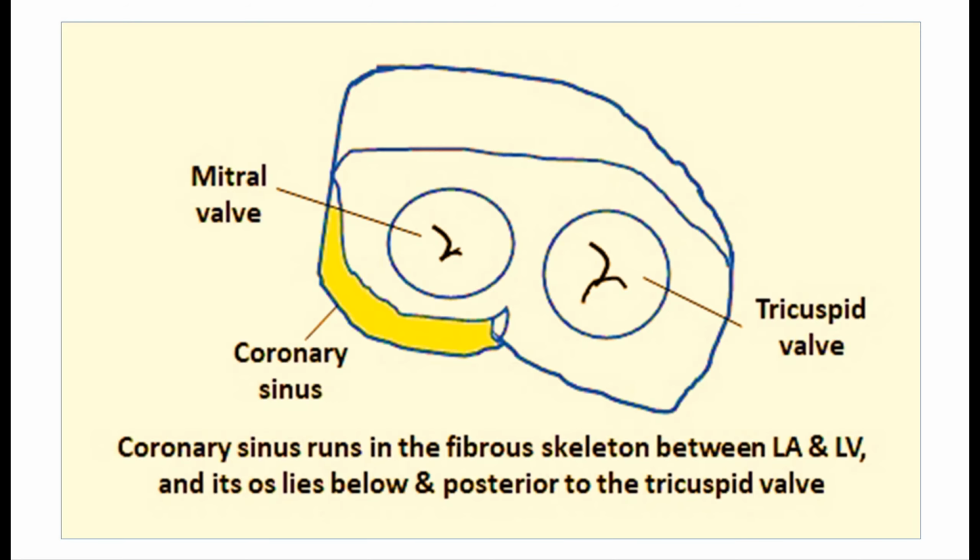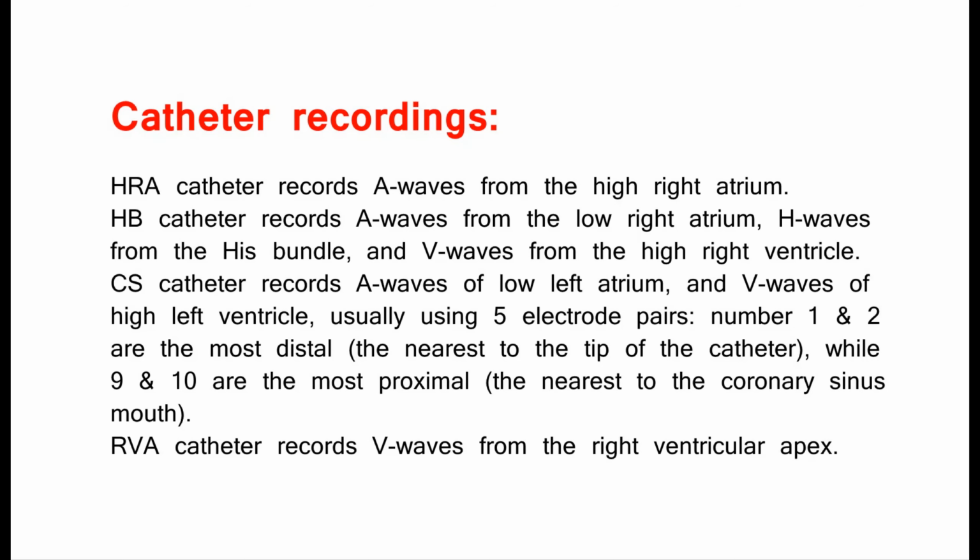The coronary sinus runs on the posterior aspect of the heart, in the fibrous skeleton between the left atrium and ventricle, to open into the right atrium, with its mouth lying posterior to the tricuspid valve. Catheter recordings. HRA catheter records A waves from the high right atrium. HB catheter records A waves from the low right atrium, H waves from the his bundle, and V waves from the high right ventricle. CS catheter records A waves of low left atrium, and V waves of high left ventricle, usually using 5 electrode pairs.